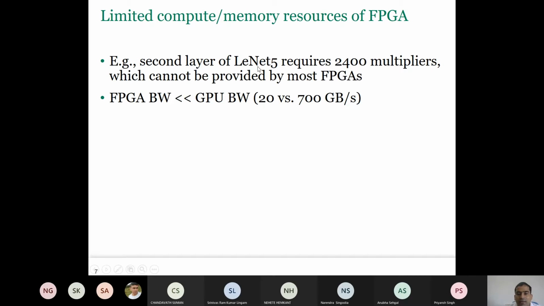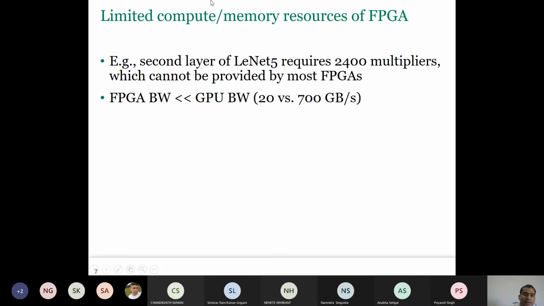For example, LeNet-5 is one of the old CNNs, right? It was proposed in the 1990s, so you can see that it is really old. The second layer of LeNet-5 requires 2400 multipliers, which cannot be provided by most FPGAs. So the point is, you have to reuse the hardware. That means if you have only 24 multipliers, then you have to use those multipliers 100 times.